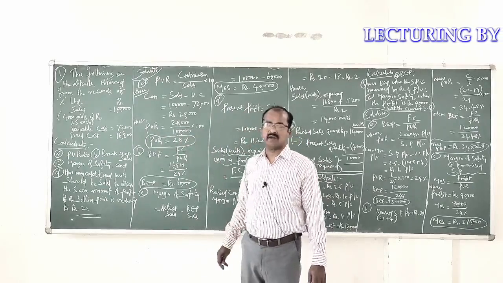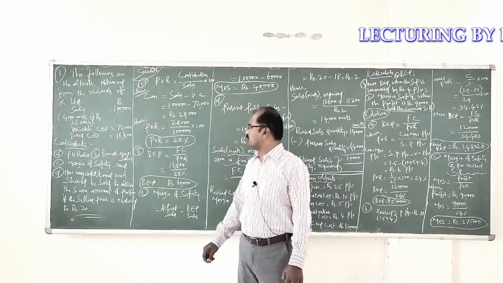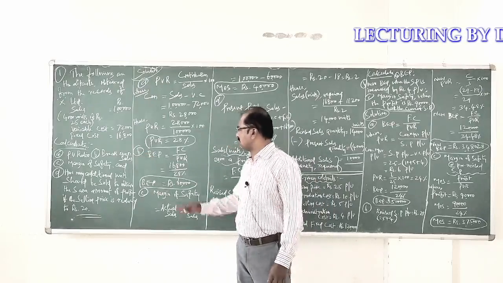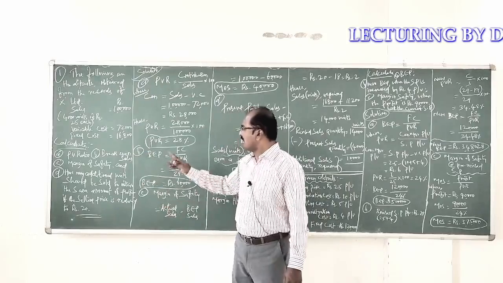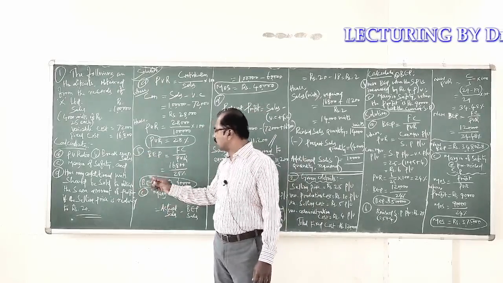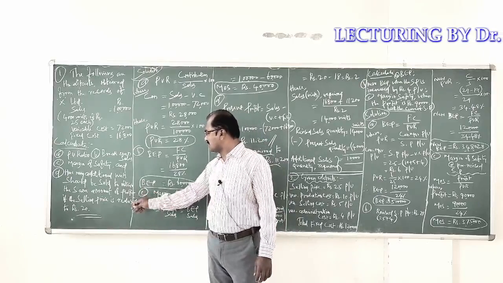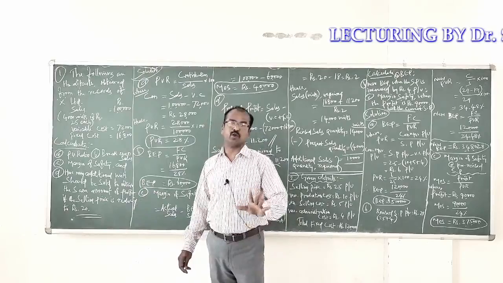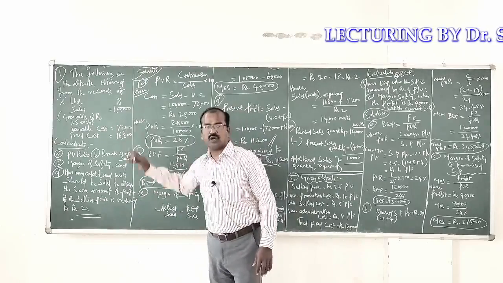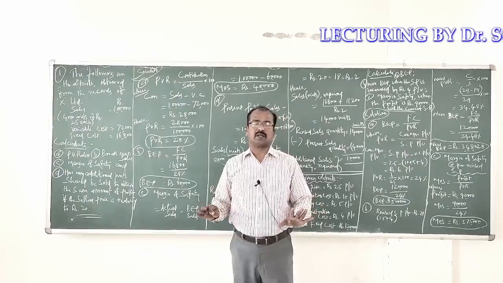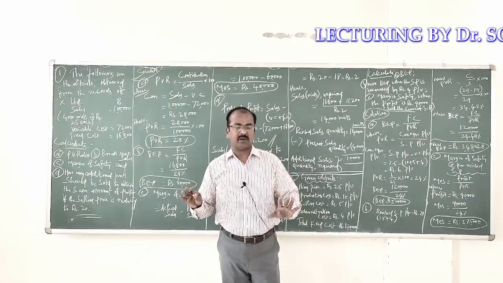From this accounting information, we are asked to calculate PVR, break-even sales, margin of safety, and how many additional units should be sold to obtain the same amount of profit if the selling price is reduced to 20 rupees. From what? From 25 rupees. So this is our understanding of sum number 1.